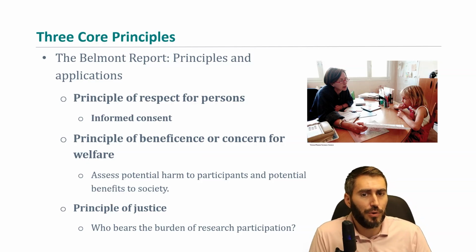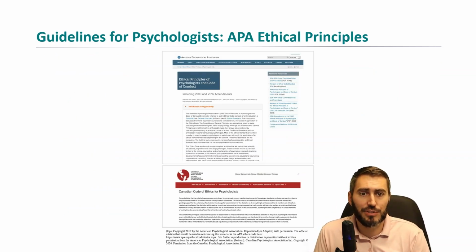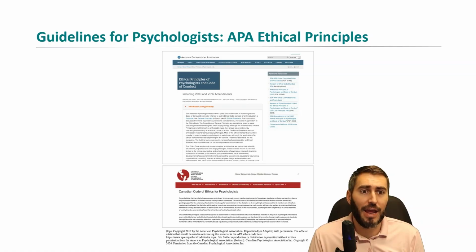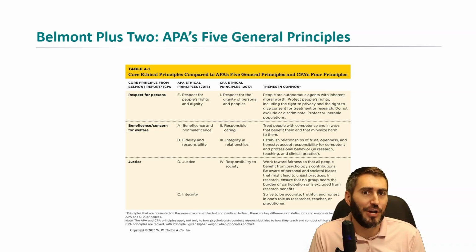So these are the three core principles of the Belmont Report, which again came from a lot of these unethical studies and reviewing them to create this report. Now, we in psychology also rely on APA, and APA has its own set of ethical principles, and you can find them on the APA website. What these have done is actually built upon or expanded upon the three core principles of the Belmont Report. And so what we call this is the Belmont +2. So we have APA's 5 general principles.